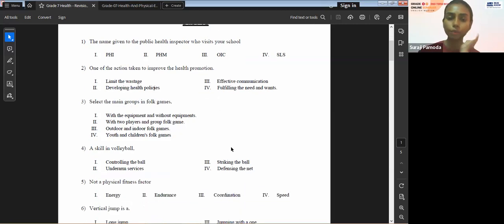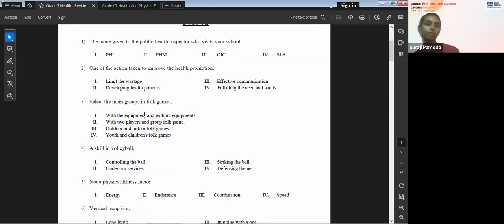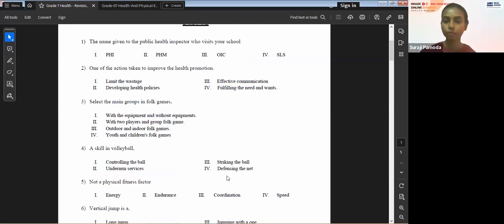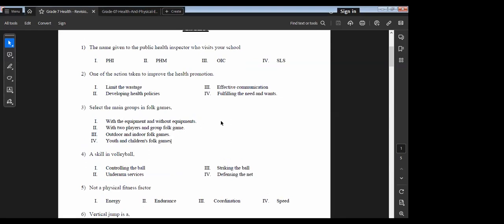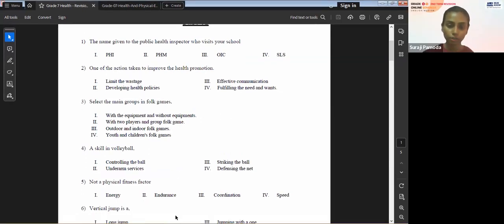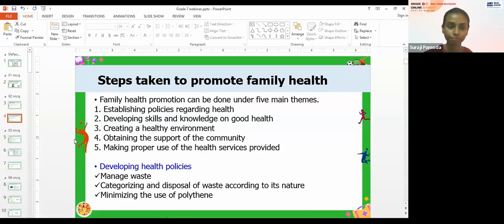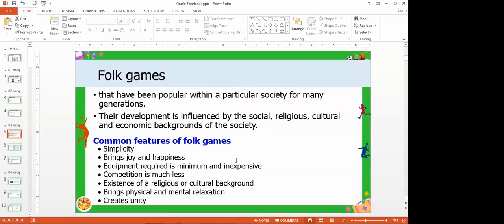So, shall we go to the next question? Okay, right. So the third one is select the main groups in folk games. So do you know what folk games are? What is the singular name for folk games? Janakrida. Yes, Janakrida, right? That is folk games, right? So let's see what folk games are.